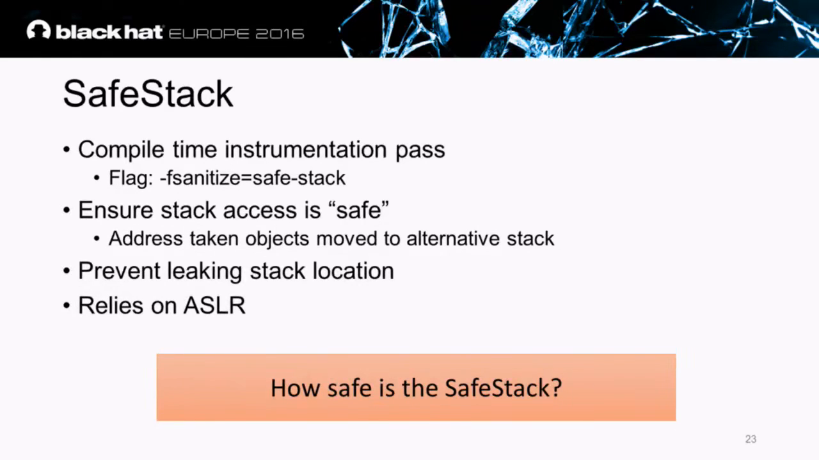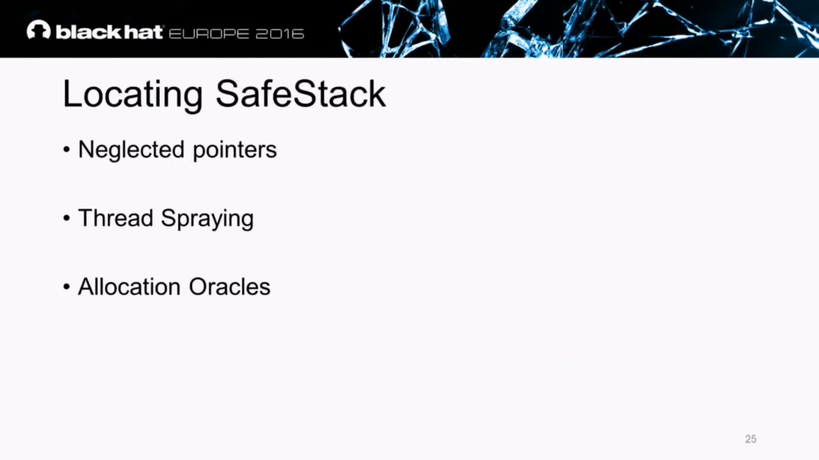But our question is, how safe is SafeStack actually? And for this, we look at these two things. Can we still leak the location of the SafeStack? And because it relies on ASLR, can we weaken this reliance? So we will look at three problems. One is that there are still pointers in the program. We will go over them. And then two more fundamental problems: thread spraying and allocation oracles. Okay, let's start with the neglected pointers.